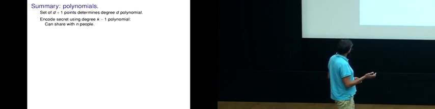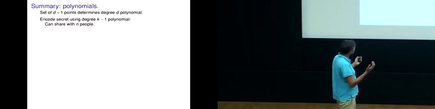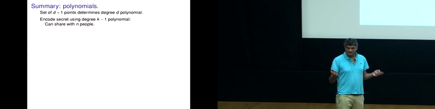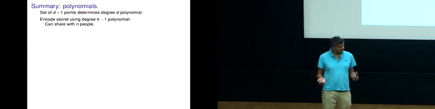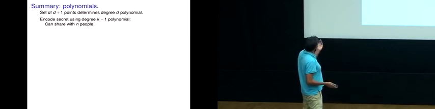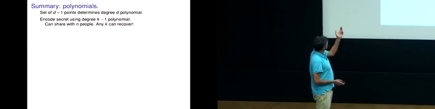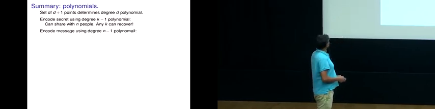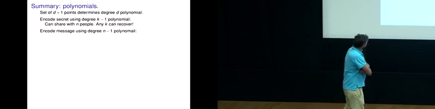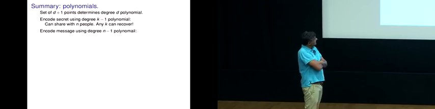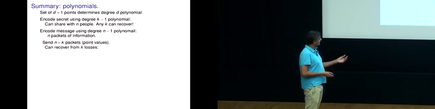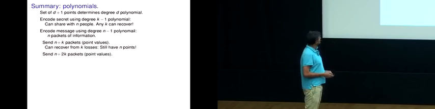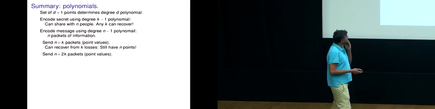I mean, encode a secret using a k-1 degree polynomial, and you can share it with n people. That's the whole thing. You want to share a secret so that any k people can reconstruct it, but you out of n, right? So all you do is you hand out n points on the polynomial. Okay, and this other one, encode the message using a degree n-1 polynomial that has n packets on it. It's n packets of information, and you send n plus k packets or point values, and any n is enough to recover. Okay, and this one is a little more subtle.